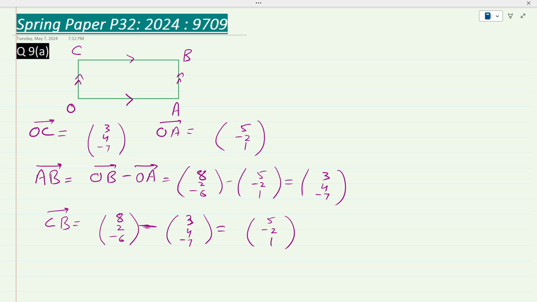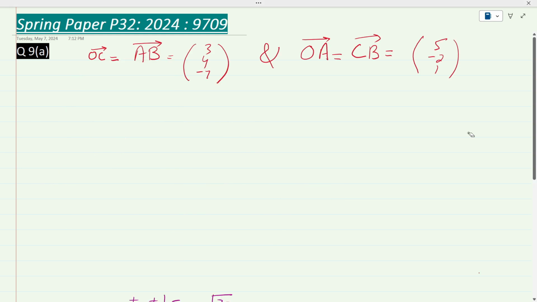Now we have all the possible vectors, all the vectors of the sides OA, AB, CB, and OC. We have proved that opposite sides are parallel because opposite side vectors are exactly the same. So this shows that opposite sides are parallel and equal. So this concludes that OABC is a parallelogram.